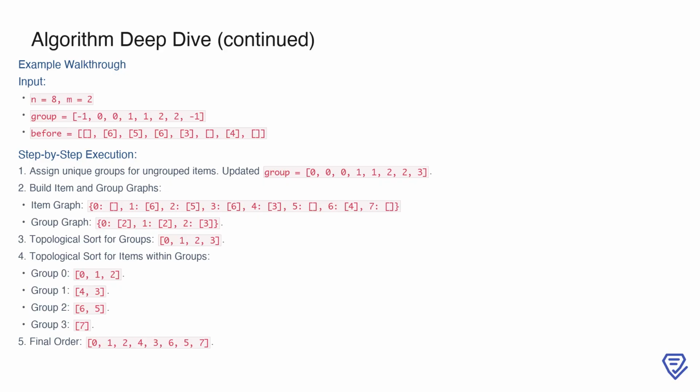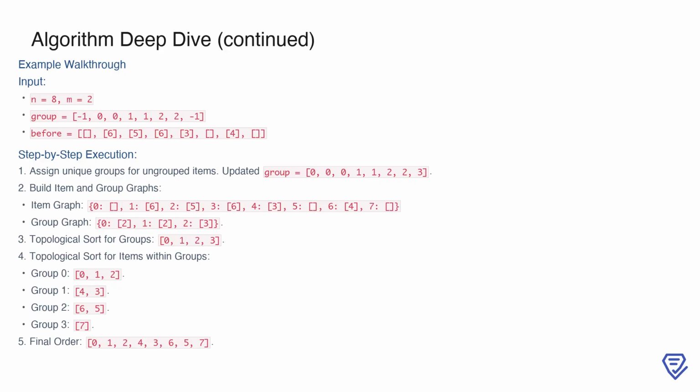Suppose we have n equals 8 items and m equals 2 groups, with the group assignments represented as group equals [-1, 0, 0, 1, 1, 2, 2, -1], and dependencies given as beforeItems equals [[], [6], [5], [6], [3, 6], [], [], []]. First, we assign unique groups to ungrouped items, resulting in an updated group array, group equals [0, 0, 0, 1, 1, 2, 2, 3]. Next, we build the item and group graphs. The item graph becomes 0 to 1, 6 to 2, 5 to 3, 6 to 4, 3 to 5, 6 to 4, 7, and the group graph becomes 0 to 2, 1 to 2, 2 to 3.